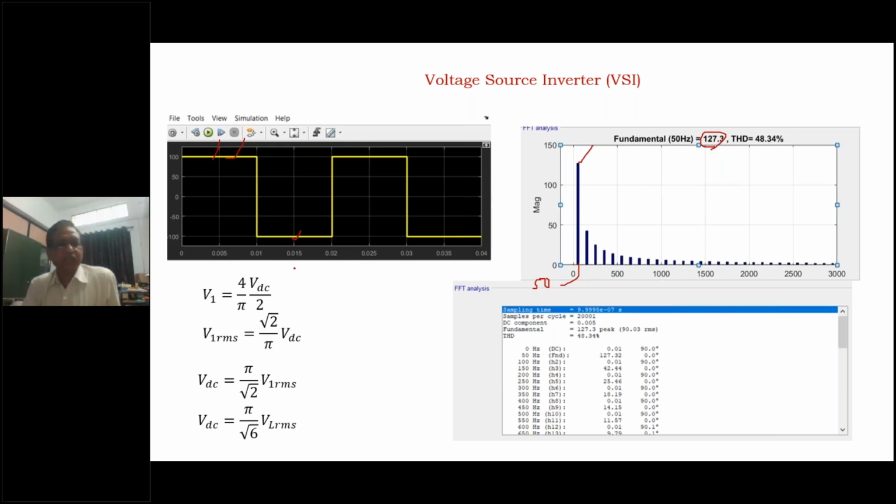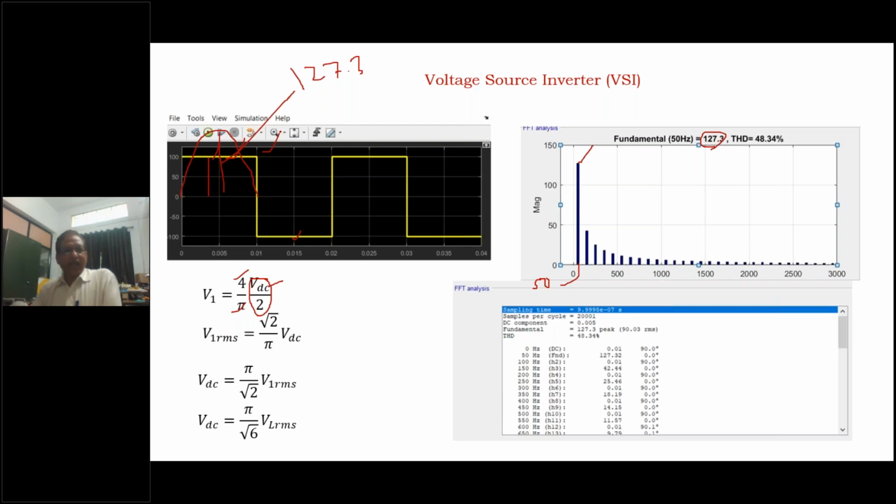How to calculate the magnitude? VDC by 2 is 100, so this voltage is 100 volt. That height multiplied by 4 divided by pi will give you the magnitude of this fundamental component. How much is it? It is 127 volt, whereas the output voltage of the inverter is 100 volt, but its amplitude is 127.